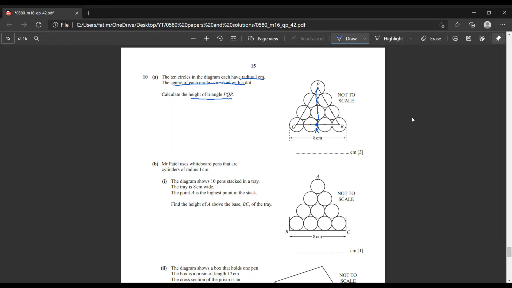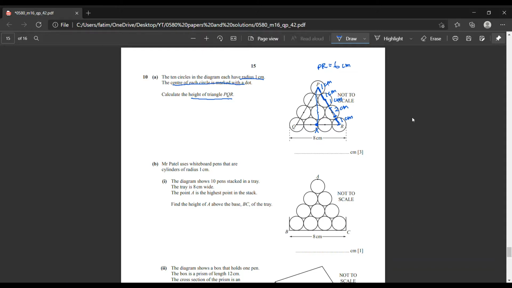Okay, so now we know that the radius of one of these circles is 1 centimeter. So similarly, this here would be 1 centimeter, this here would be 1 centimeter, as in the diameter would be 2 centimeters because 2 times the radius is the diameter. So this entire region here would be 2 centimeters, and this region here would be 1 centimeter. So the total length of PR is 6 centimeters.